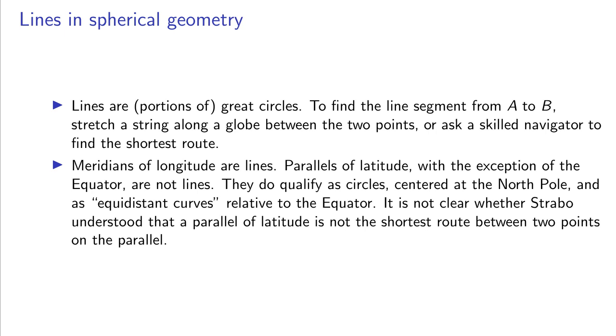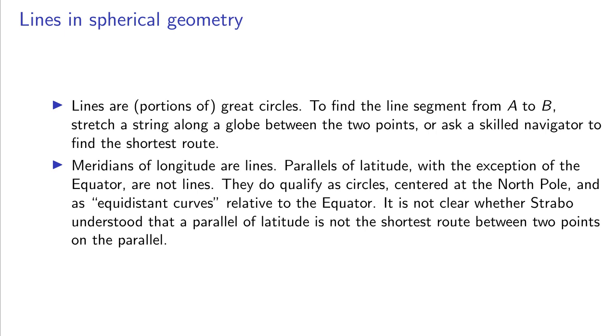Meridians of longitude, lines of constant longitude, are lines of spherical geometry. They start at the North Pole and go down to the South Pole. Parallels of latitude, where the latitude is constant, are not lines. They're circles, with the center at the North Pole, and you can also characterize them as so-called equidistant curves relative to the equator, which is a line, in the sense that the distance from a parallel of latitude to the equator along a meridian of longitude is the same at every longitude.